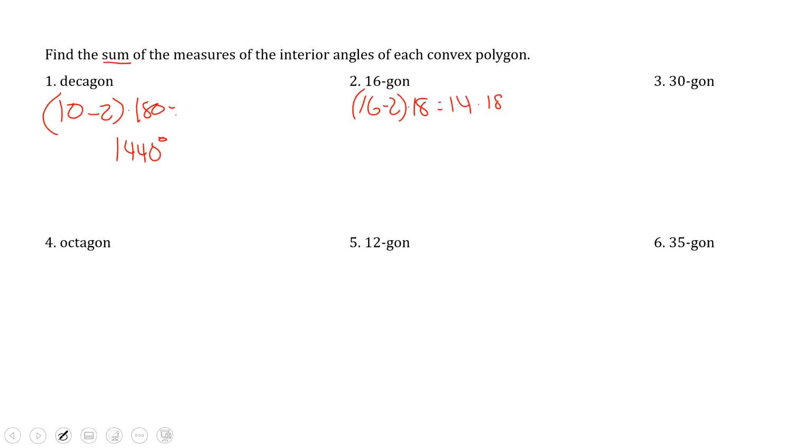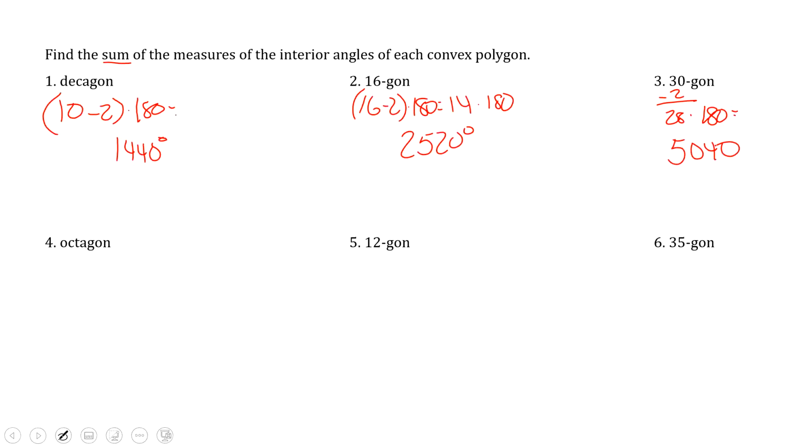Sorry, not 18, 180. That's what I'm messing up. 180, clear. So that works out to be 2,520 degrees. A 30-gon, so 30 minus 2 is 28 times 180 equals 5,040.